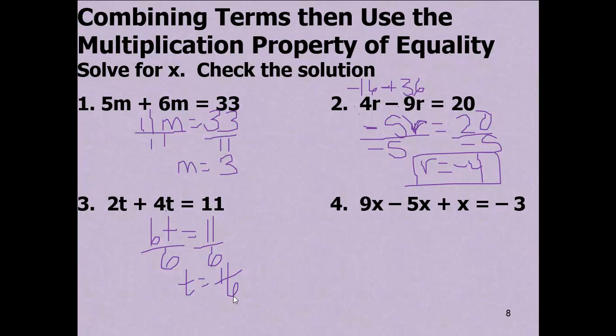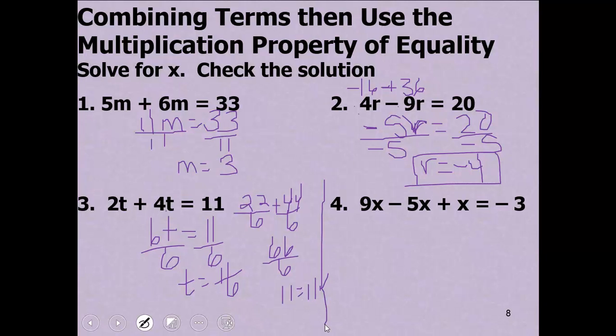If I check it, I get 22 sixths plus 44 sixths gives me 66 sixths, which is 11. Right? If you need to check it on paper, check it on paper. You would get 22 sixths plus 44 sixths equals 66 sixths, which is 11, and it checks. Okay? All right, on number 4, give it a whirl. You have 3 terms, so pay attention to the signs, all right?